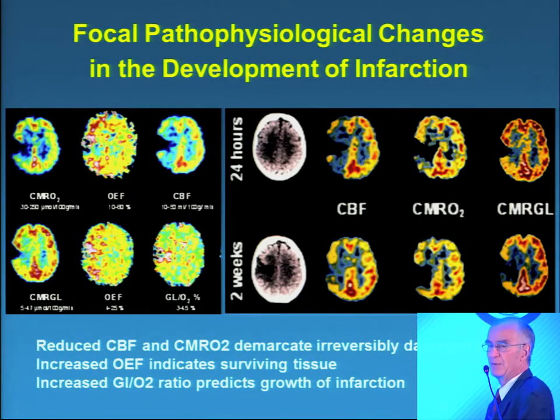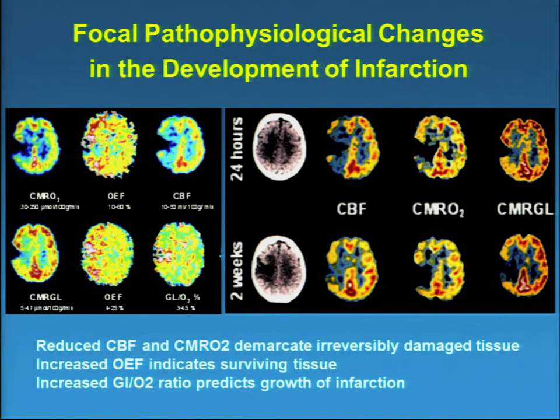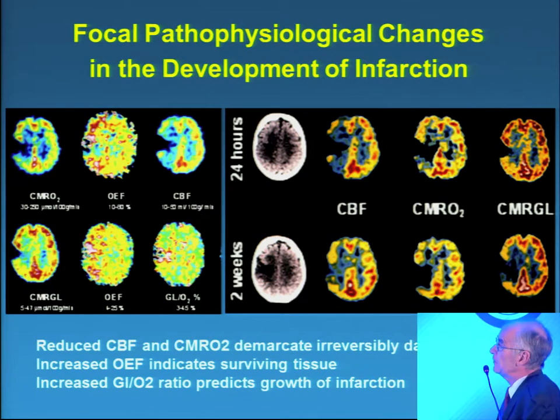If you want to transfer this concept into humans, you have to use a method which can measure the perfusion in the tissue and the metabolism in the tissue, indicating if the tissue is dead or not. And this can only be done by positron emission tomography. You can measure cerebral blood flow, indicating the defect from the ischemia. You can measure cerebral metabolic rate of oxygen, indicating if the tissue is still alive or not.